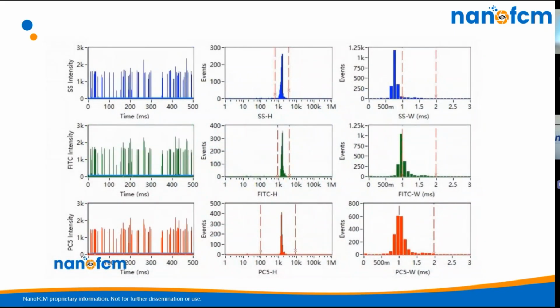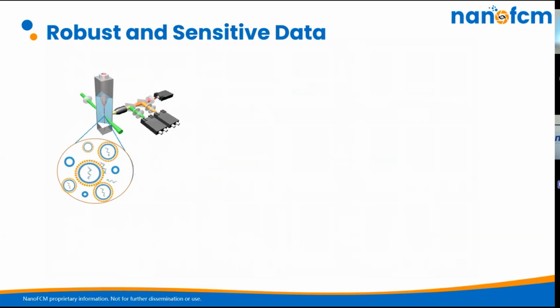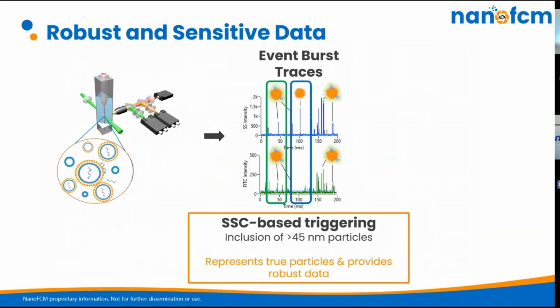And this is a depiction of what the output looks like. Specifically, I want to draw your attention to the event burst traces. This is how we identify a particle as distinguished from the background. So you see on the top, we have a blue event burst trace, and on the bottom, we have a green, the FITC, event burst trace.